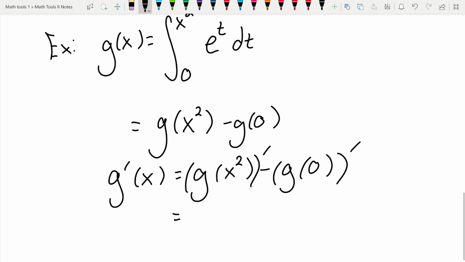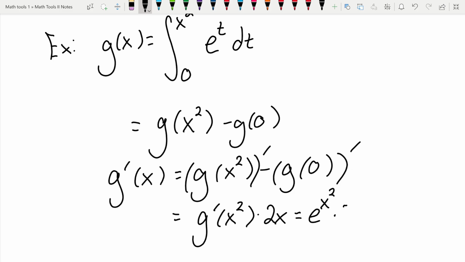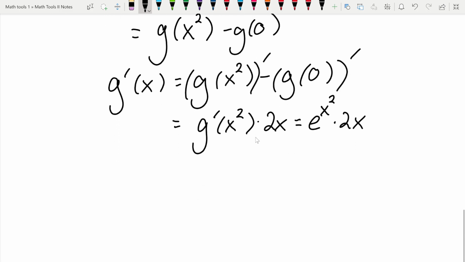So the derivative of this part we could find using the chain rule, right? It's going to be g prime of x squared times 2x, okay? g prime of x squared, that'll be just the inner function with x squared plugged into it, like the fundamental theorem of calculus suggests. So this is going to be e to the x squared times 2x. Okay. So the second part allows us to solve more complicated problems of the first part.